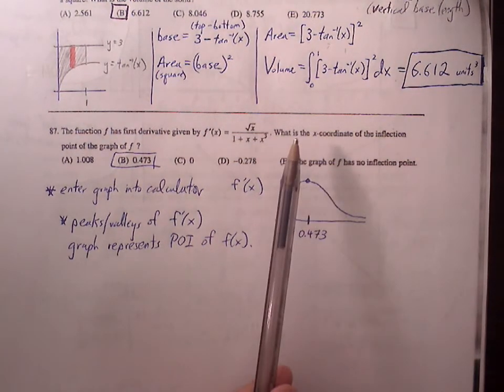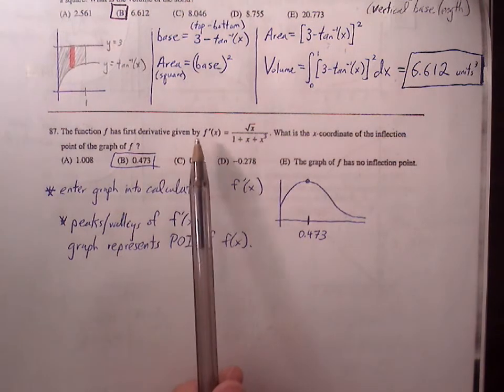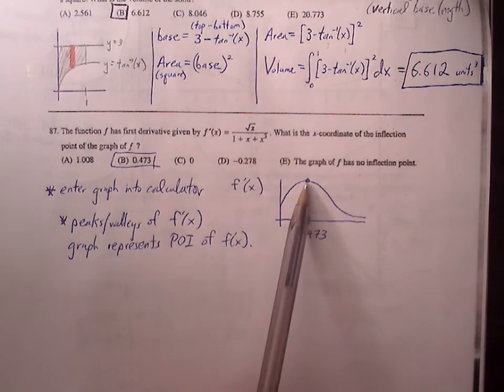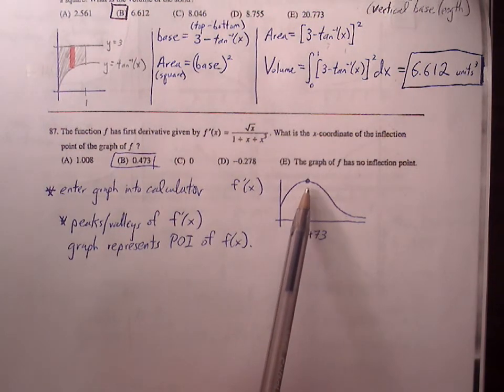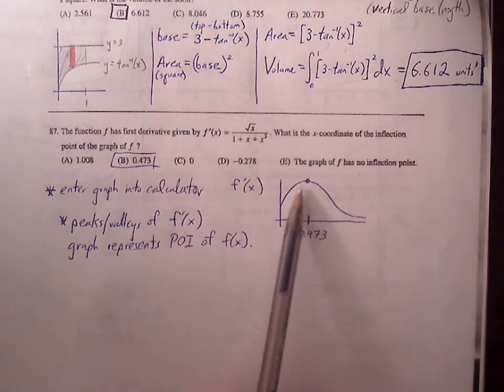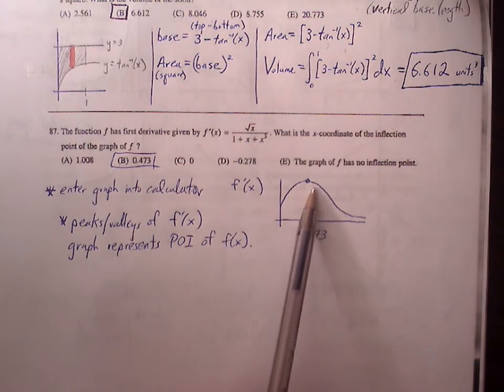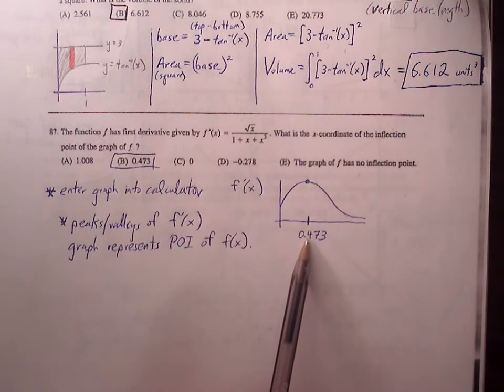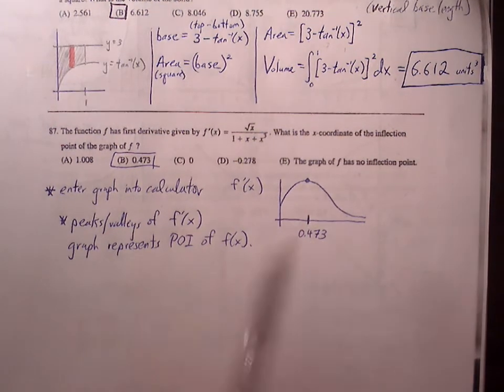An inflection point of the original function shows up on the derivative graph as the peaks and valleys. So there is a peak of the graph, a relative max. That relative max represents the point of inflection of the original function. So we can use the second trace feature to find the relative max, and the relative max occurs at x equals 0.473.